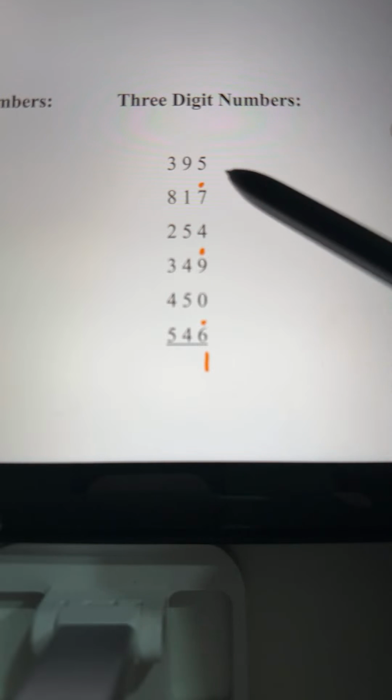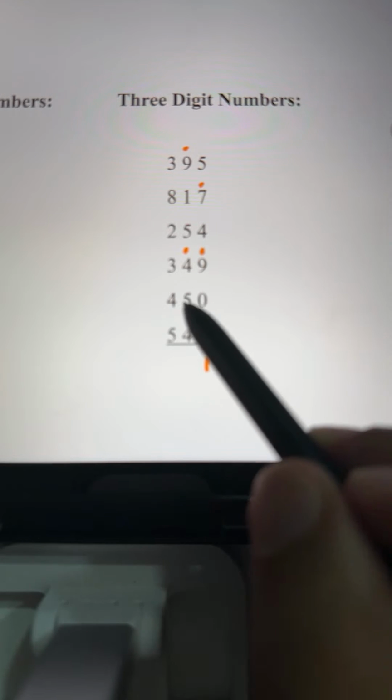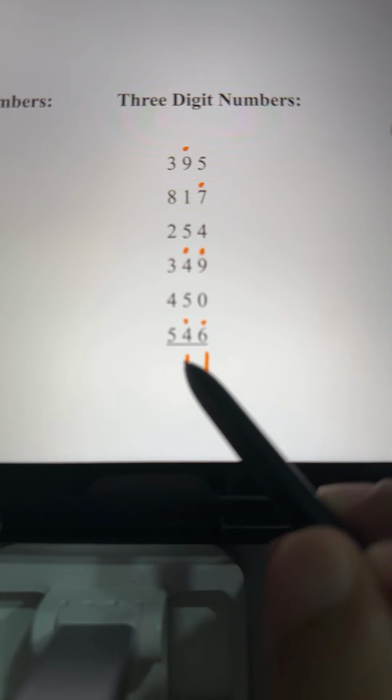1, 2 and 3 we have. We start from that 3. 3 plus this 9 is dot 2. That is 12. And then I'm left with 2. 2 plus 1 is 3. 3 plus 5 is 8. 8 plus this 4 is dot 2. I'll put dot here and I'm left with 2. 2 plus 5 is 7. 7 plus 4 is dot 1. So I write 1 here.